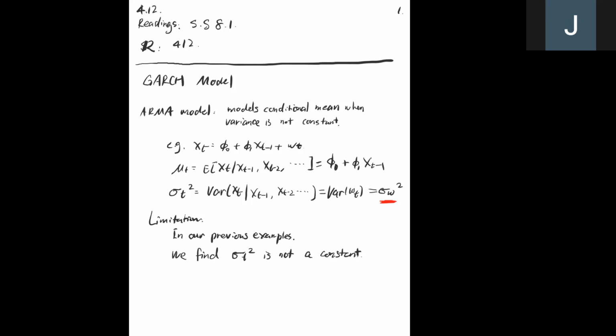In our previous class, we discussed that we can take transformations. We usually take the log transformation, but sometimes you can also take the square root transformation, or even more generally the Box-Cox transformation. So that's one way to address this. Another way to address this is to use the GARCH model.